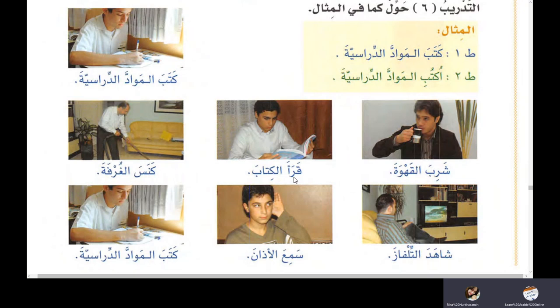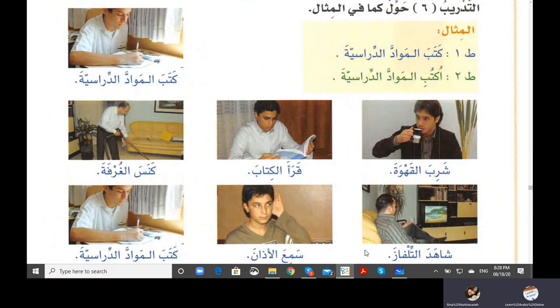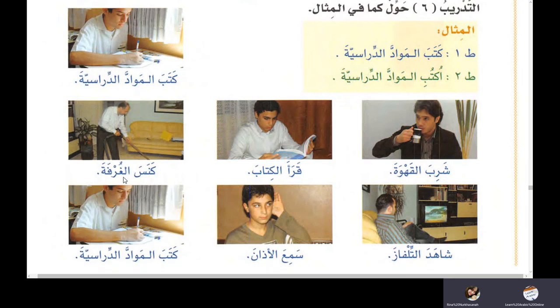Okay. Talibul awwal qara'al kitaba. And then talibus sani iqra'il kitaba. And then talibul awwal kanasal ghurfata. And then talibus sani uknusil ghurfata.